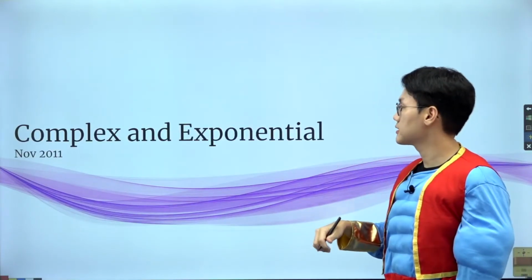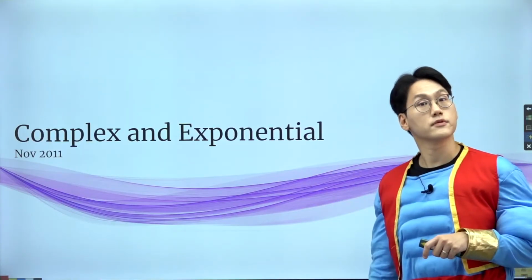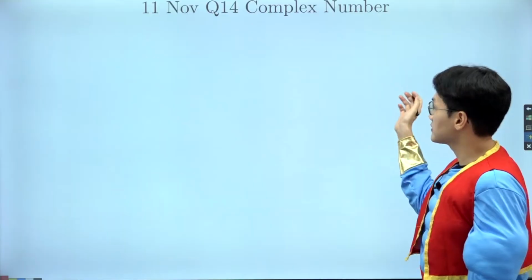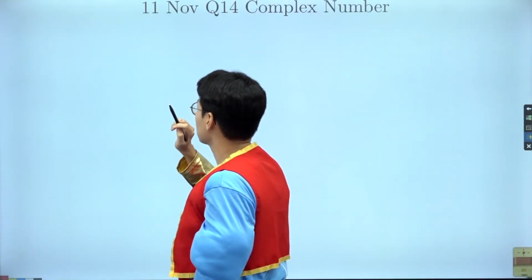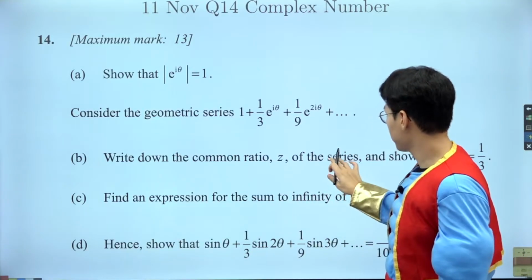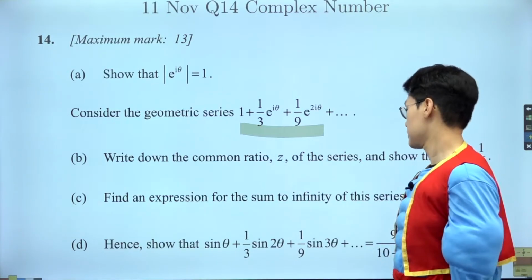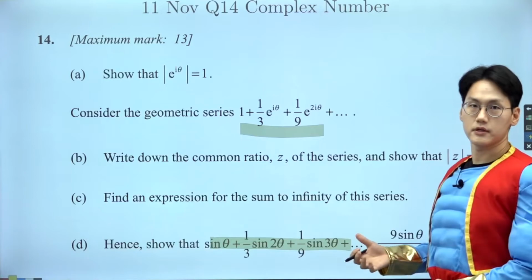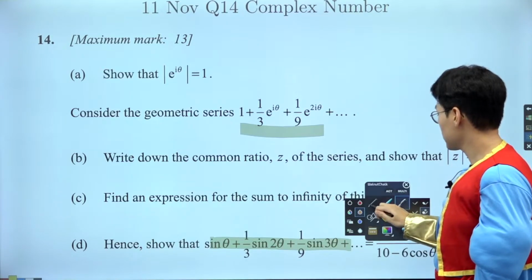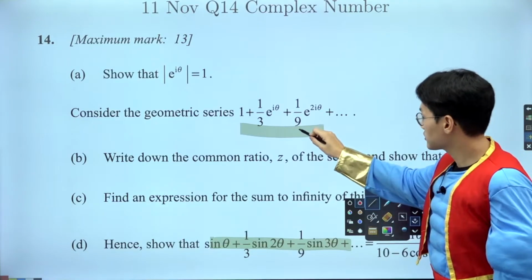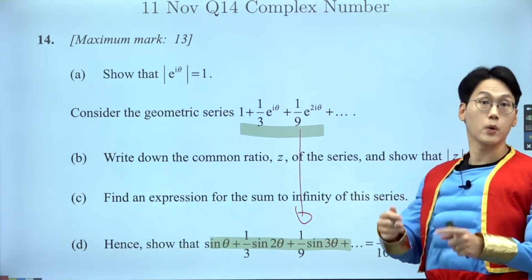Let's take a look at this nice exam question from November 2011, which is also a very popular question for school summatives. What you have is the geometric series and the association with the infinite series of a sine. For me, it's very interesting because every time you deal with complex numbers, it's very common to see that somehow it's associated with either cosine or sine.